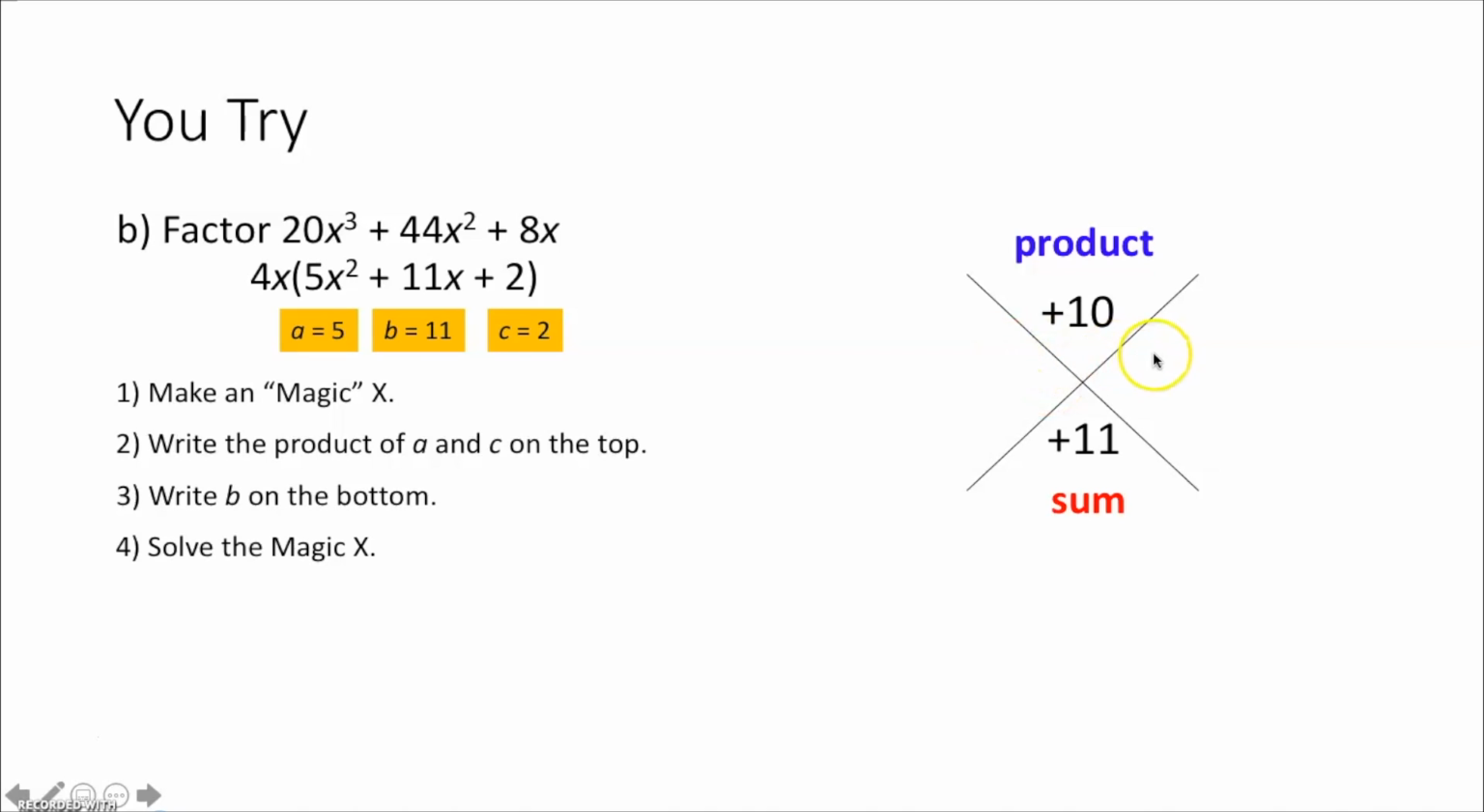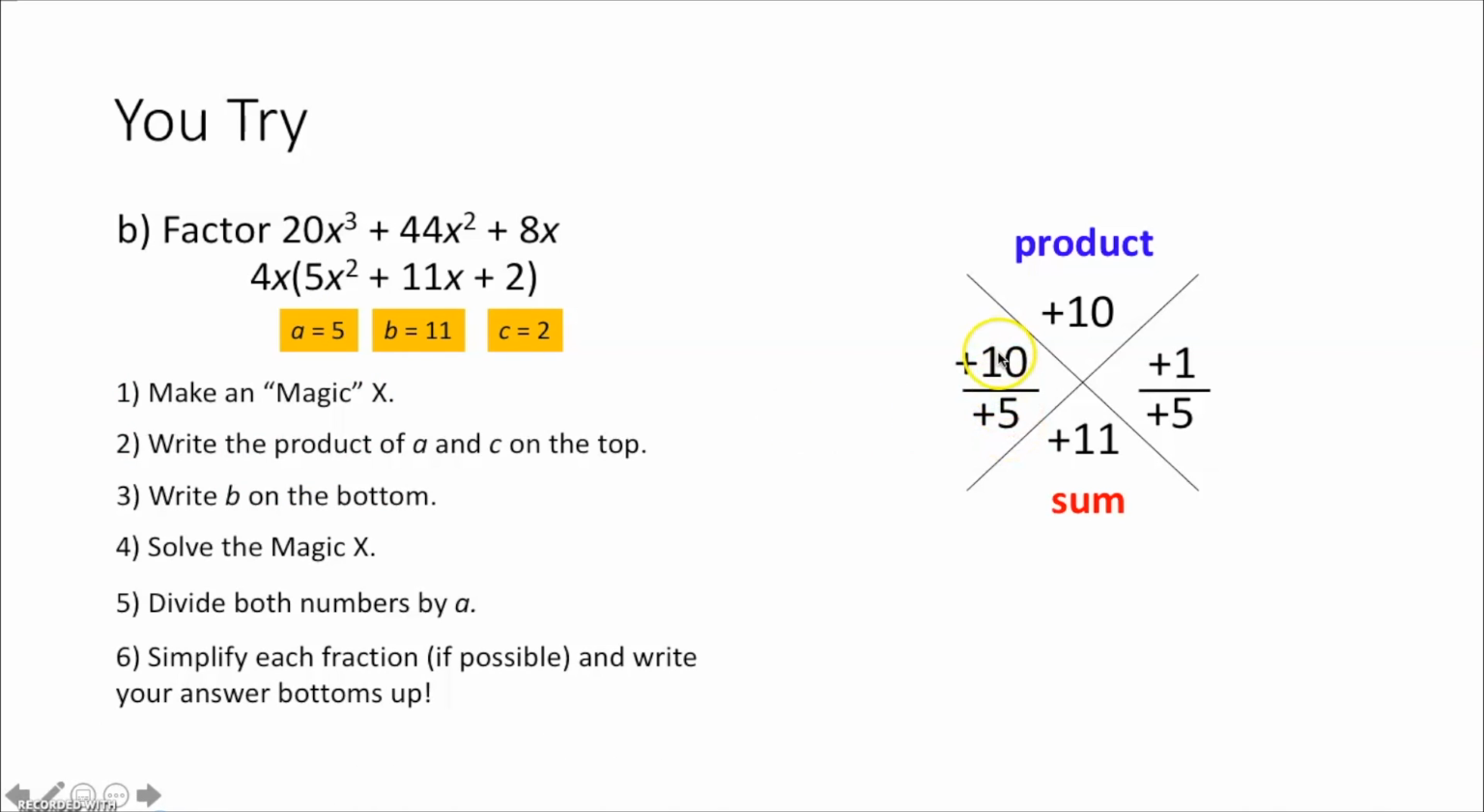Well, how about 5 and 2? No, right? Those don't add together to make 11. So it would have to be then 10 and 1. And now we divide each of those by our a value, which in this case is 5. And we simplify if necessary. Can we simplify this over here? Yeah, we divide each of those by 5. And again, we could write 2, but we want to leave our answer as a fraction so we can go bottoms up. So it's going to be 2 over 1. In our parentheses, we create two sets of parentheses.